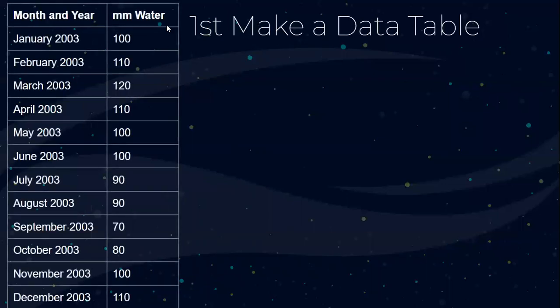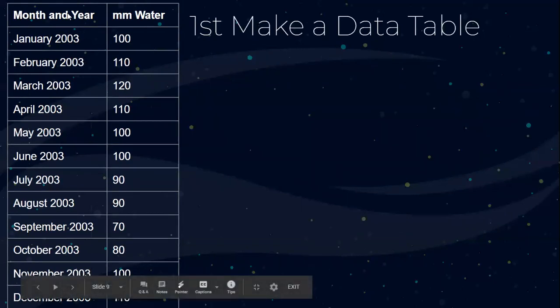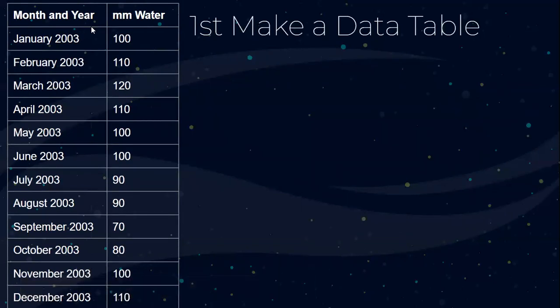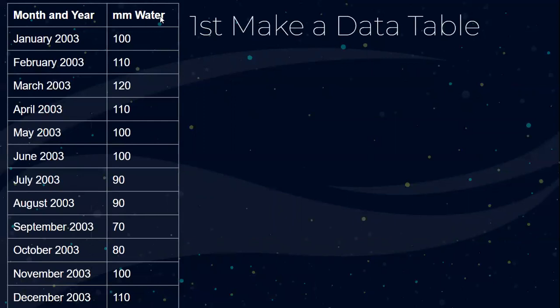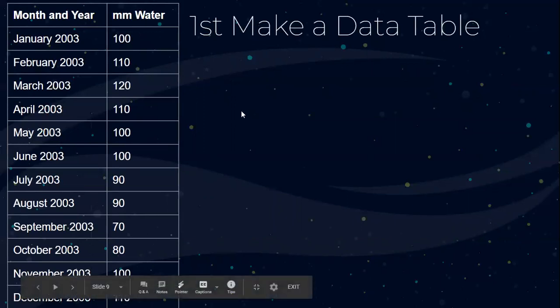I've already compiled a data table. A data table has column headings that include units to explain what values are and what information is represented below it. My column headings here are month and year. So I'm going to put January 2003, and notice I did this for every month in 2003. And then this is the millimeters of water that we had each one of those months.